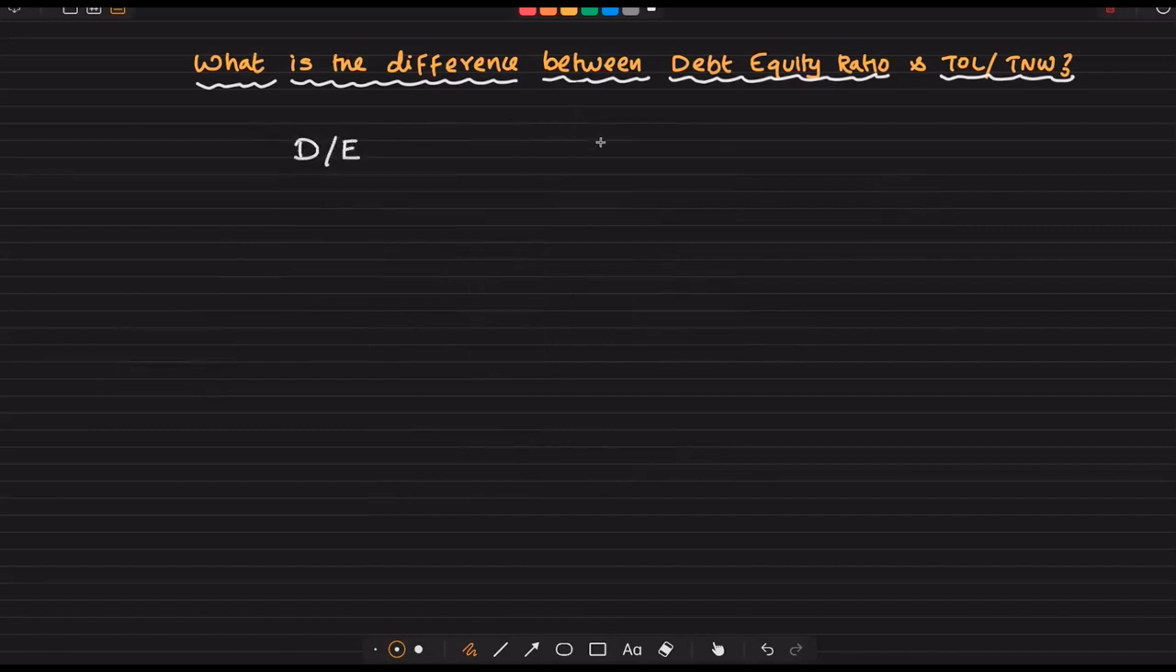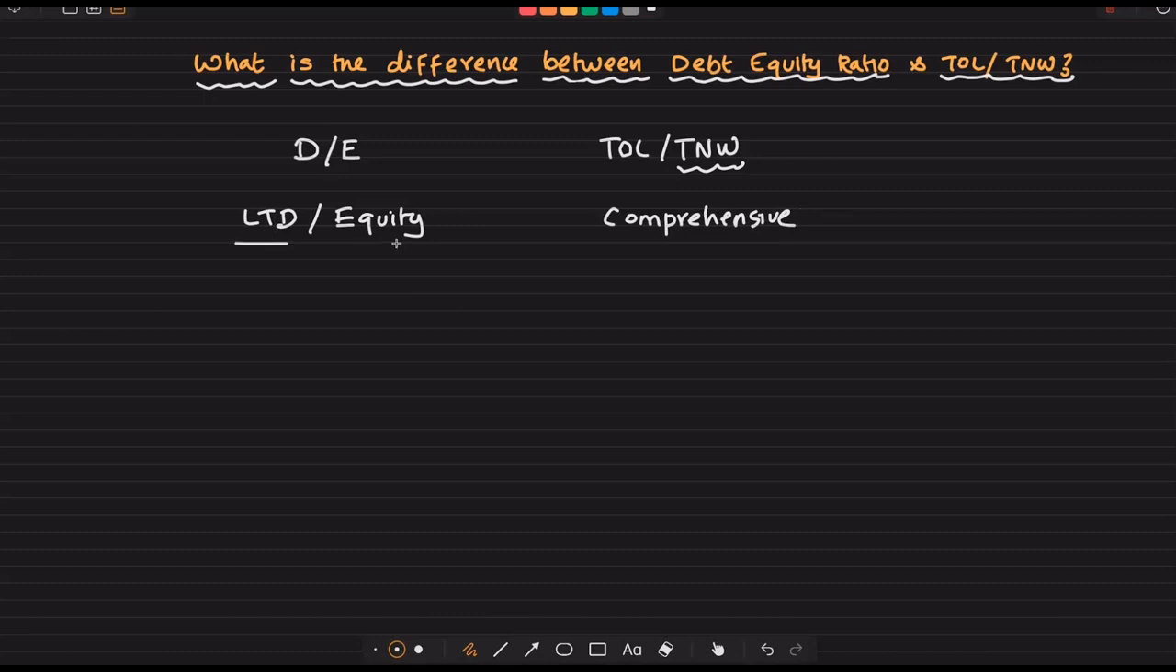We were discussing debt equity and TOL by TNW. In the debt equity ratio, the focus is long-term debt, which is compared with the equity. In TOL by TNW, the focus is the entire outside liabilities, which is compared not just with equity but with the tangible net worth. So this is a more comprehensive ratio to evaluate the overall long-term solvency of the business, whereas this is focused only on comparing the long-term debt with the equity.